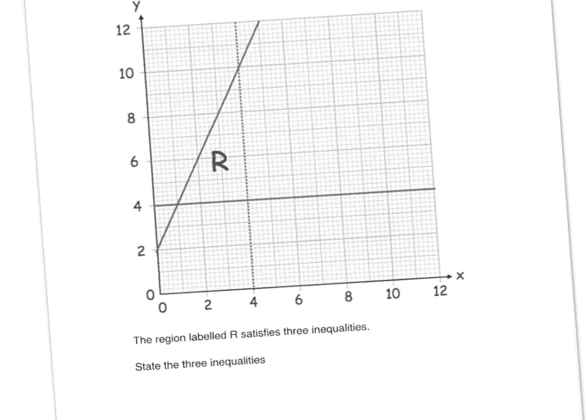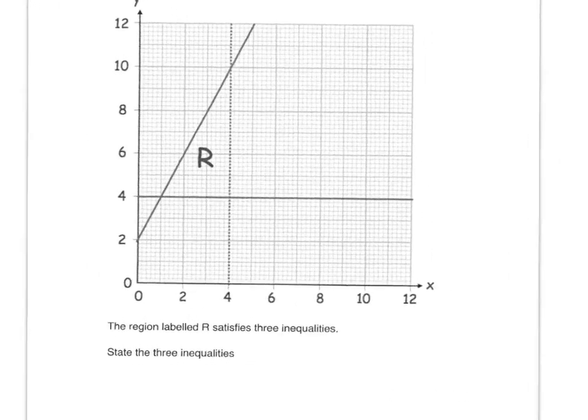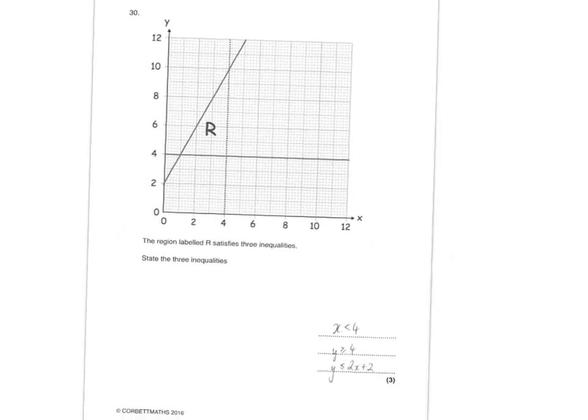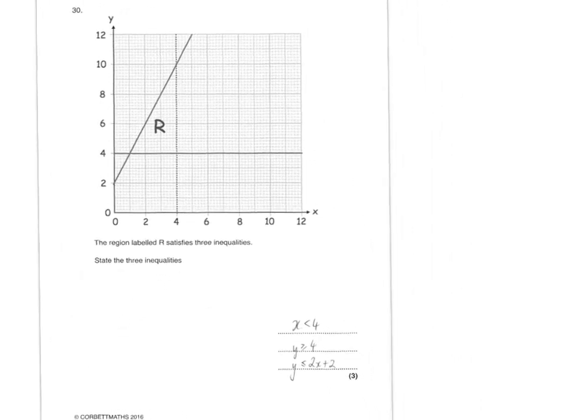Next question here, the region labelled R, write down all the inequalities it satisfies. I'll bring that here and I'll explain why. We know that the solid line means equal to, we'll start with this one. Here the line is y equals 4, and if you look, the region's above it, so y is bigger than or equal to 4. So that was that line. y is bigger than or equal to 4.